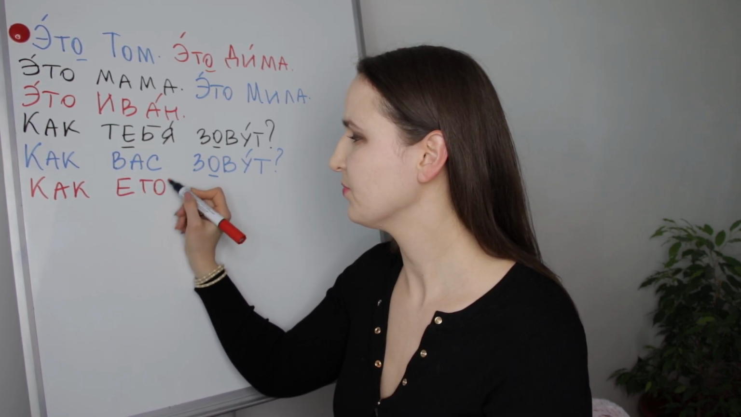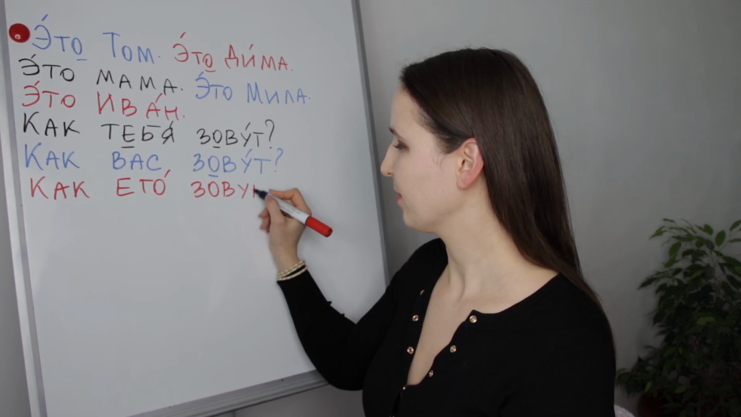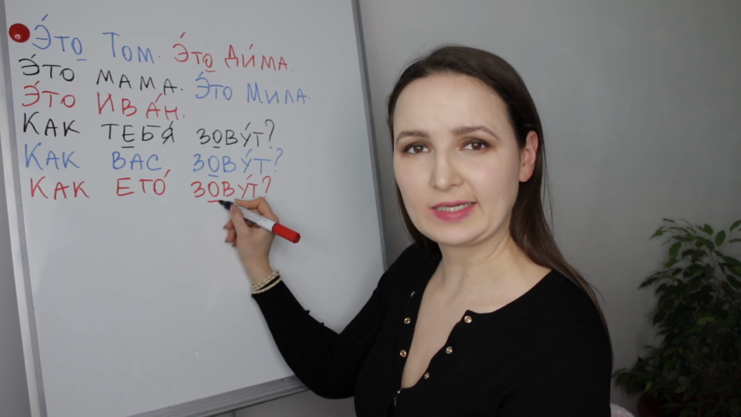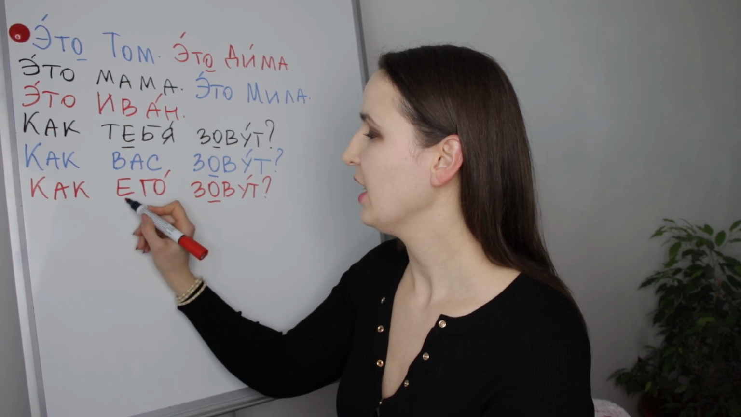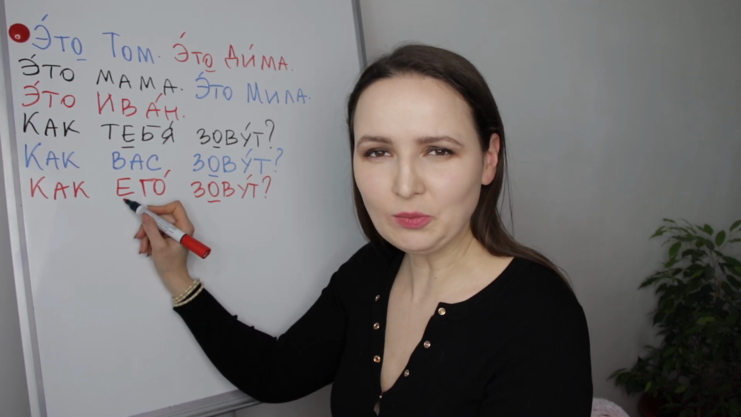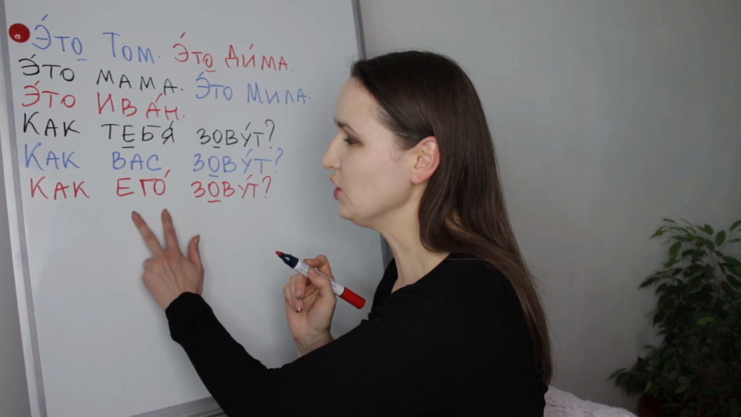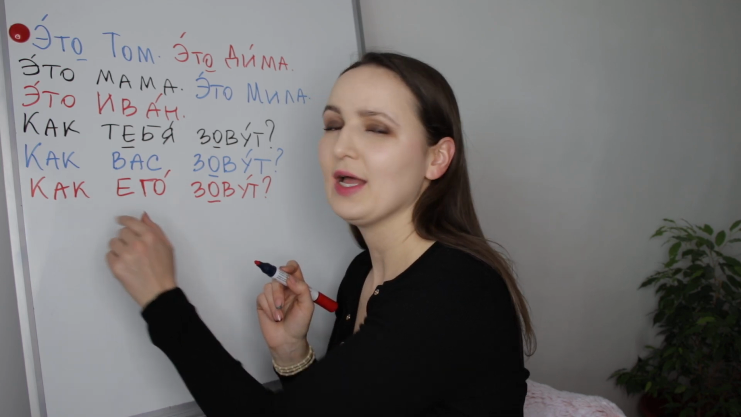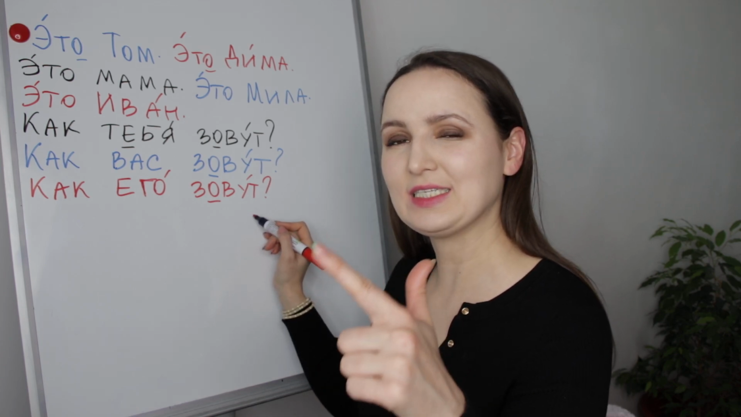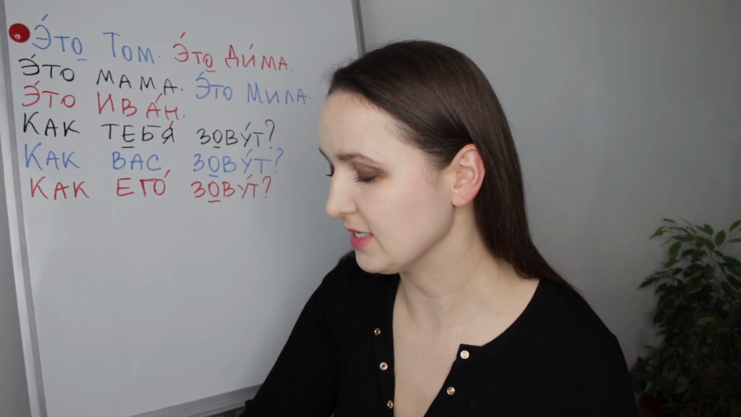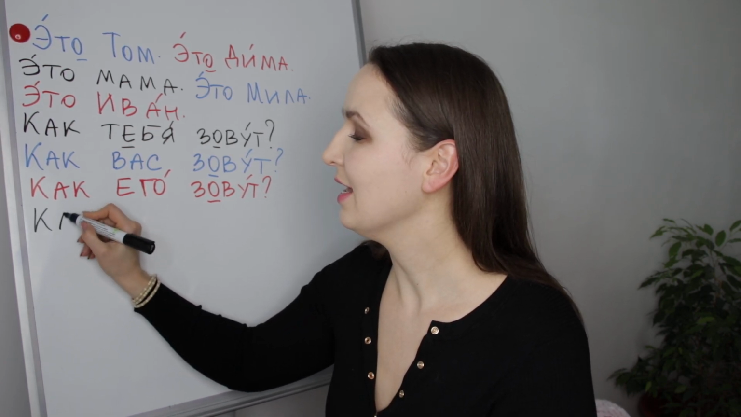Дальше. Как его зовут? Or pronounce it A. Его, here we have G. Yeah will be pronounced as E because it's not stressed. And memorize that this G here is pronouncing this word as V. Его. Как его зовут? What is his name? And как ее зовут?